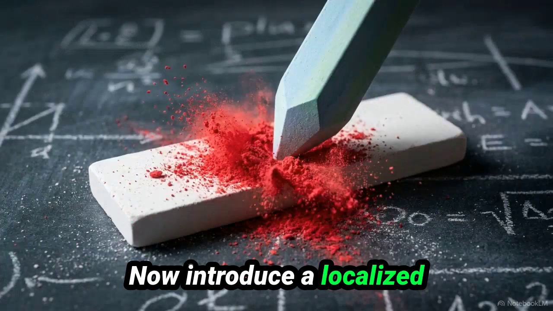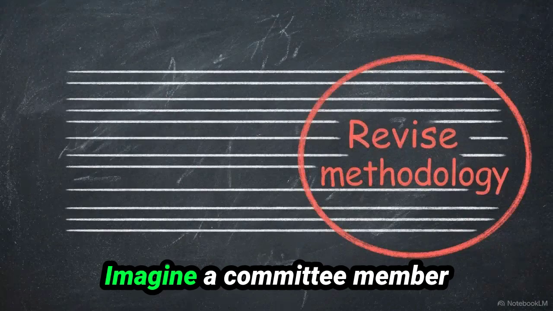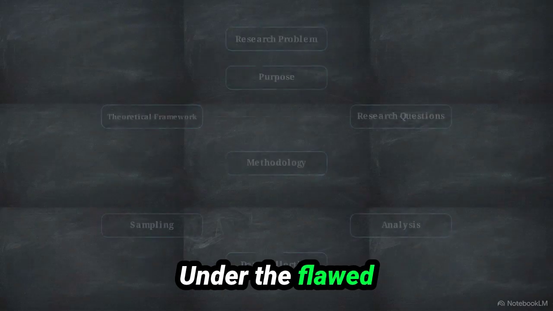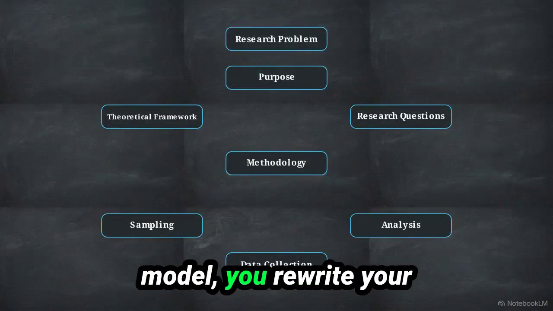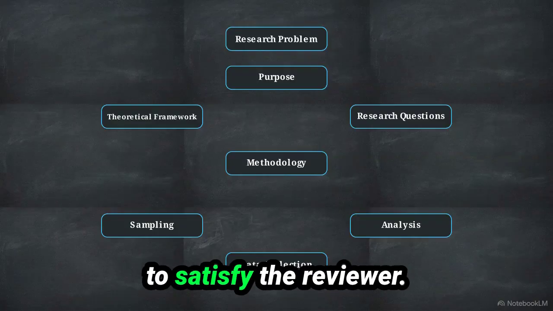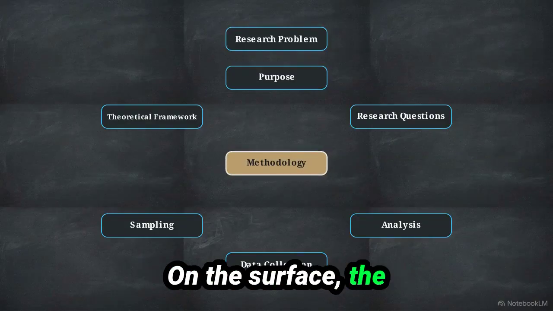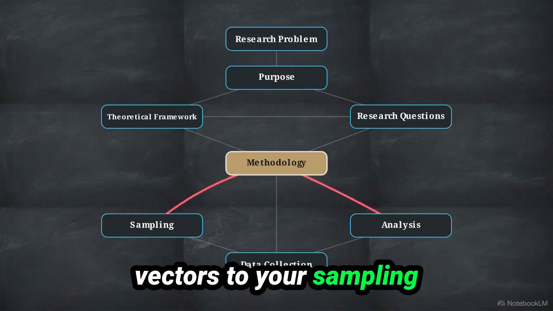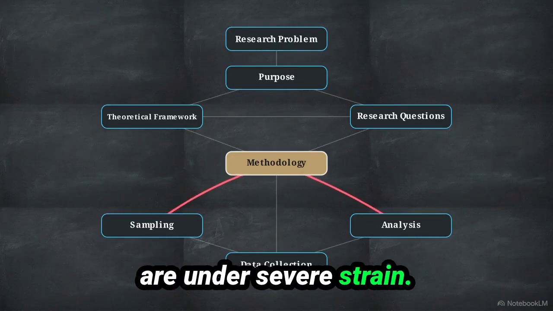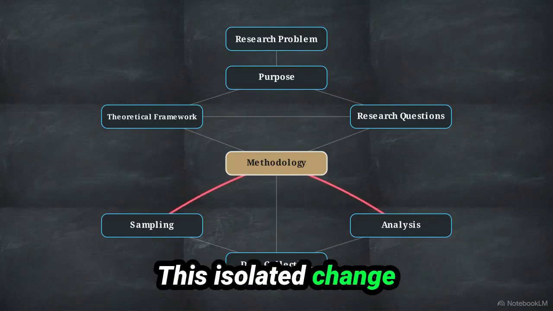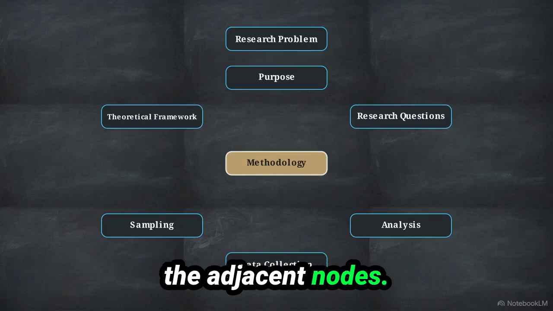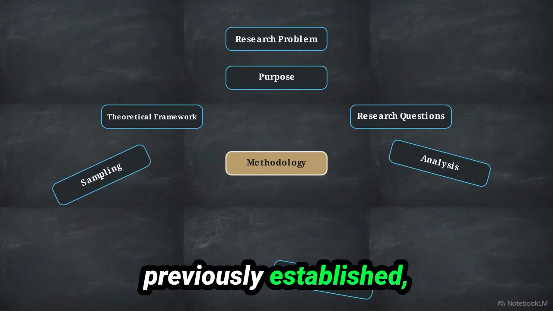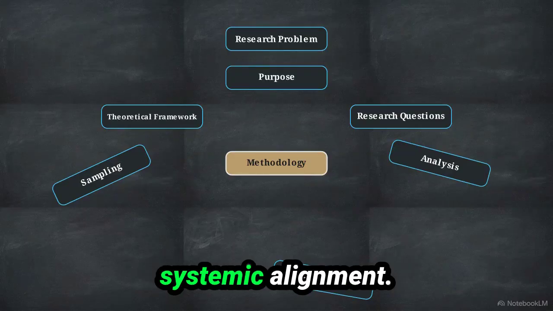Now, introduce a localized perturbation to the system. Imagine a committee member mandates a small tweak to your research methodology. Under the flawed item-level compliance model, you rewrite your methodology section to satisfy the reviewer. On the surface, the methodology node is fixed, but instantly the connecting vectors to your sampling and analysis parameters are under severe strain. This isolated change alters the logic of the adjacent nodes. The new methodology no longer supports the sampling strategy you previously established, warping the overarching systemic alignment.